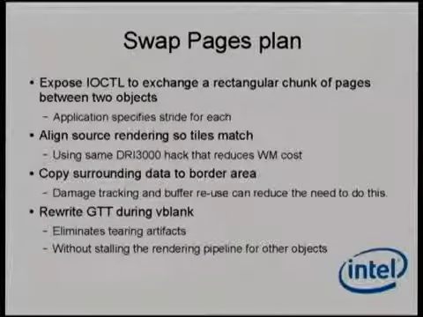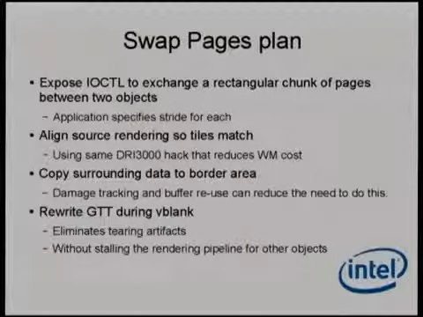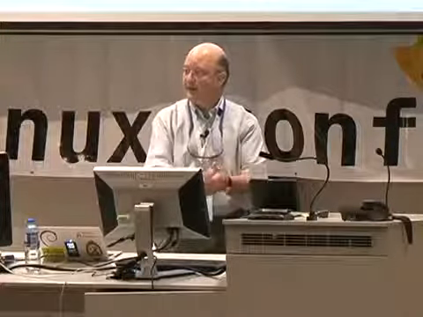So here's the plan that I've implemented. Expose an ioctl to just exchange a rectangular area of pages between 2 objects, 2 of these graphics objects. Then you align the source rendering so the tiles all match. And then I can fill in the data in the surrounding area. Right? I can just fill in that, just like we did with the window manager borders. And then I just rewrite the page table during vblank. So I get a vblank synchronized update of my sub-window contents for free. There's no blocking, there's no stalling. I don't have to do a copy, which is even better than we had today.